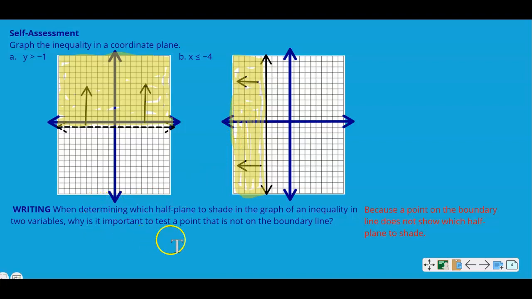All right, when determining which half plane to shade in the graph of an inequality in two variables, why is it important to test a point that is not on the boundary line? So here's a simple answer: because a point on the boundary line does not show which half plane to shade. So hopefully you got those correct, and we will come back shortly with a real life example.